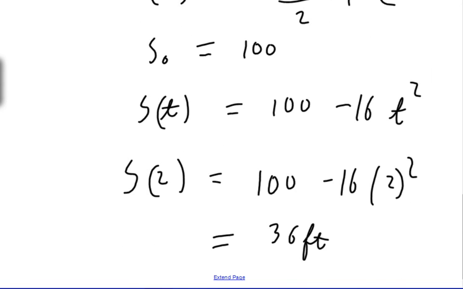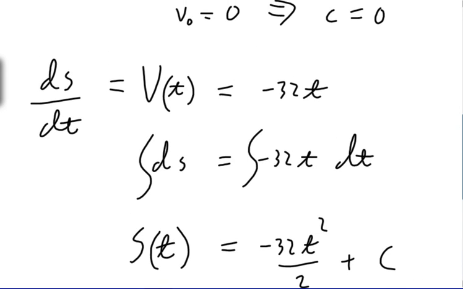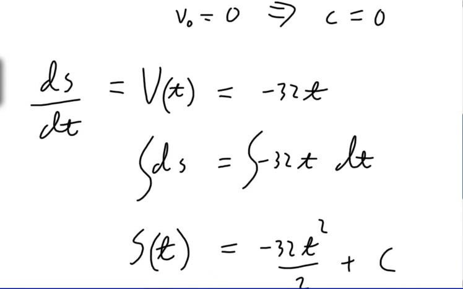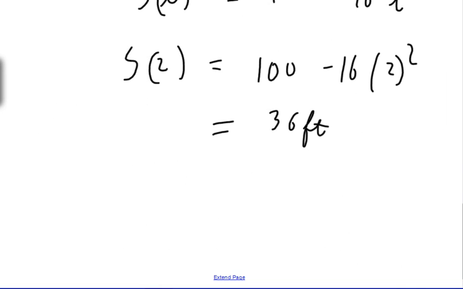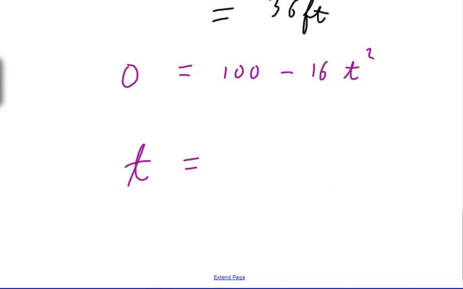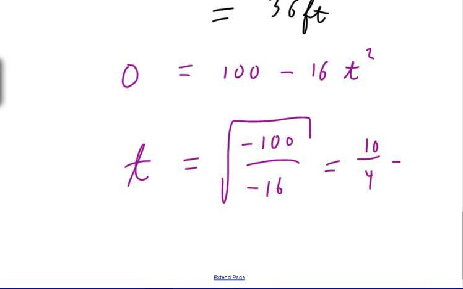Okay, so now we come back up to our velocity equation. Now we come back up to our position equation. So our position, when it hits the ground, is going to be 0. So 0 is equal to 100 minus 16 t squared. So that means that t is equal to the square root of minus 100 divided by minus 16, also known as 10 over 4, also known as 2.5 seconds. So I'm going to hit the ground at 2.5 seconds.